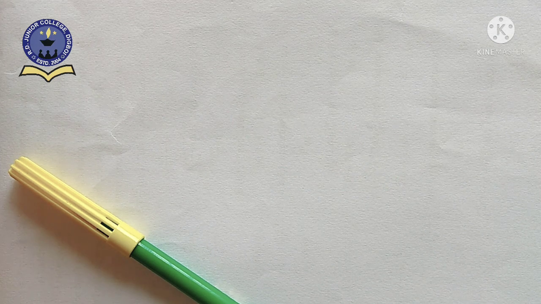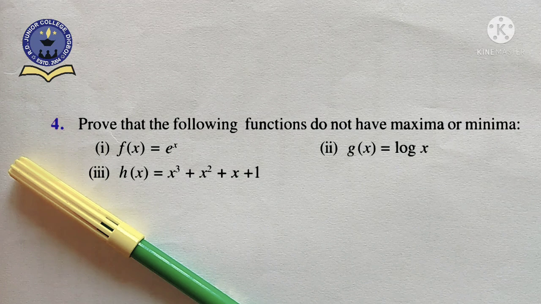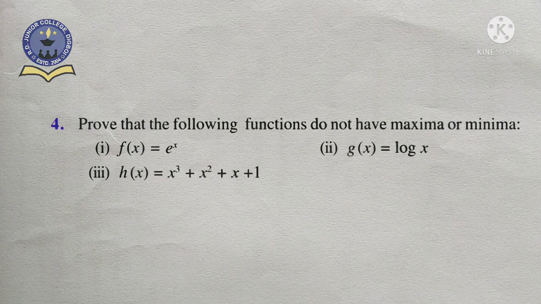Now if you see question number 4, it is given in this way: prove that the following functions do not have maxima or minima. That means if questions like f(x) equals e to the power x, g(x) equals log x, or h(x) equals x cube plus x square plus x plus 1 are given to us, we have to prove that these functions do not have maxima or minima. So how can we prove this type of question? We have to discuss here. Is it clear? Okay, let's start now.